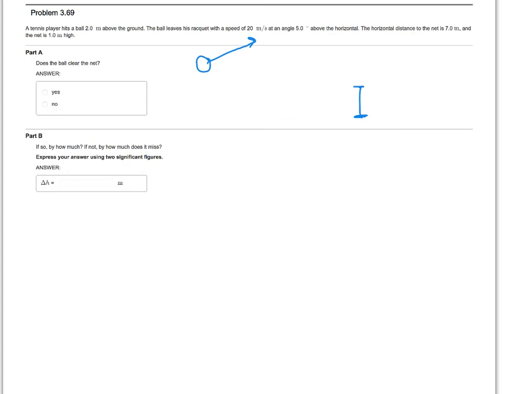Moving on to this next one. This one can be a little bit tricky, but we have a tennis player hitting a ball that's initially 2 meters above the ground. And we want to know whether or not it will clear a net that is 1 meter above the ground and located a horizontal distance of 7 meters away. Okay, and so that ball we know is hit at a speed of 20 meters per second at an angle of 5 degrees above the horizontal, and it's going to fly through the air and do something like that, and it may or may not clear the net.